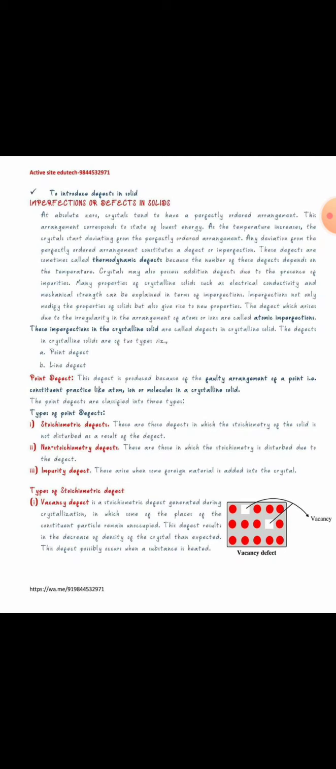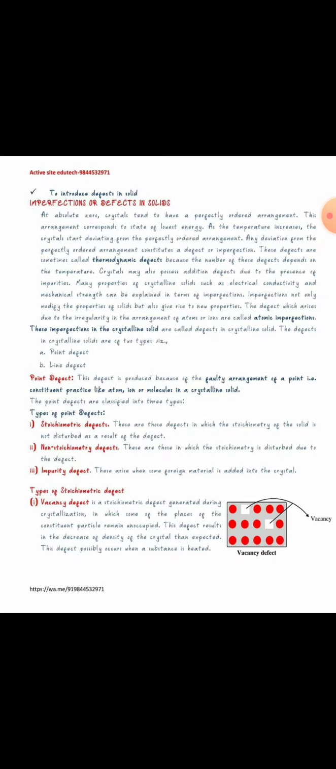Point defects are further divided into or classified into three subclasses. Number one is stoichiometric defect. Stoichiometric defect is that type of point defect in which the stoichiometry of the crystal is not disturbed. That is, if we talk of ionic solids, the relative ratio of cation to anion is not disturbed due to defect.